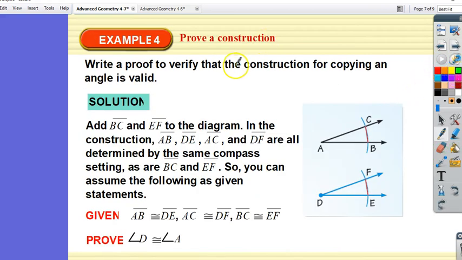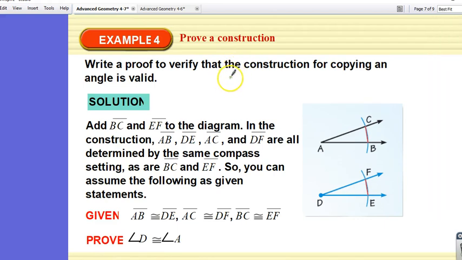Ready? Proof to verify that the construction for copying an angle is valid. Okay. So they gave you that AB is congruent to DE. They gave you that AC is congruent to DF. They gave you that BC is congruent to EF. So if they gave you all this, they gave you side, side, side. These two triangles are congruent by side, side, side.